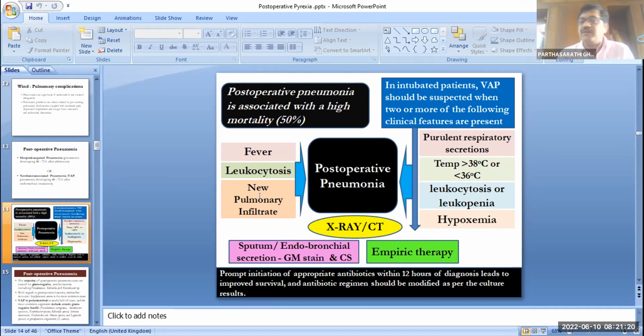What antibiotic? What organisms were you suspecting in the post-operative pneumonia? If you consider a community acquired pneumonia, and if you consider a hospital acquired pneumonia following a surgery or a VAP, what is the difference between the organisms? Is there any difference? Sir, gram-negative organism.